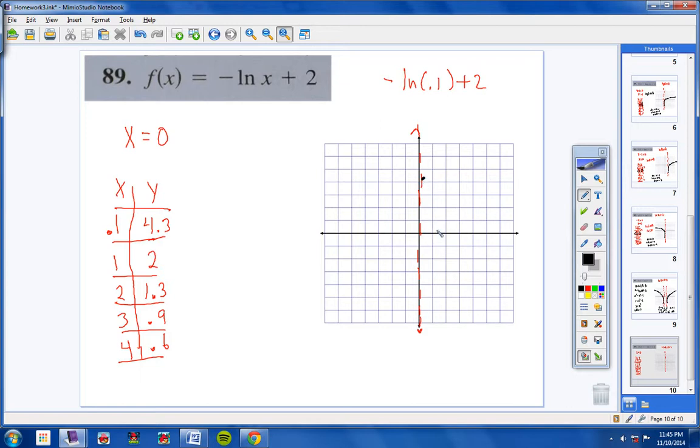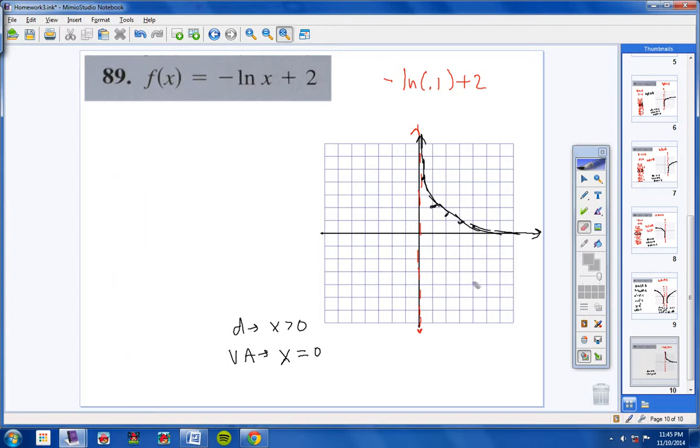1 is over 1 up 2. Over 2, 1.3. 3 is 0.9. And 4 is 0.6. Okay, so here we go. And there we go. Now your domain would be x is greater than 0, to the right of 0. Your vertical asymptote would be x equals 0. And now your x-intercept, well, it's nowhere here on your table of values, so we'll have to solve for it real quick. So where the y is here, you put a 0.